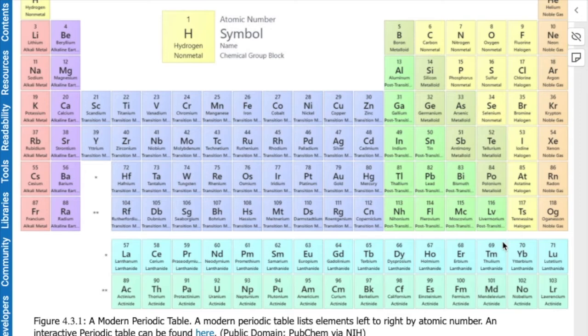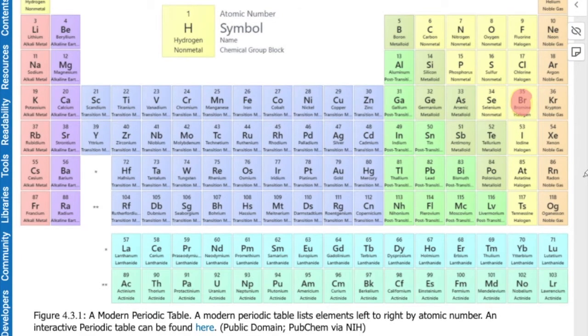All right, so let's go ahead and see if we can do problem 4.3.1. It's looking for the halogen in period 4. So the periods, remember, are the horizontal rows. So this top row with hydrogen and helium would be period 1. This second row is period 2, period 3, and period 4. So this is period 4. And the halogens are this second to last column over here. We have the noble gases and the halogens. So the halogen in period 4 would be bromine.